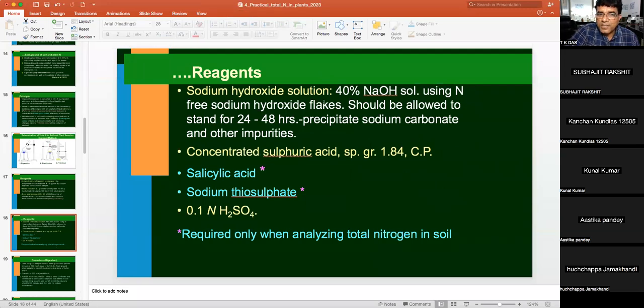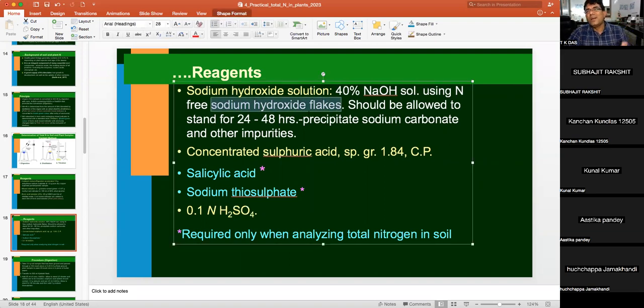Sodium hydroxide solution is also required for distillation, to react with ammonium sulfate to produce ammonia. Prepare 40% NaOH solution using nitrogen-free sodium hydroxide flakes. Flakes means small pieces, like your French fries. You must have eaten French fries. They are very small and long. Similarly, flakes are smaller than that, but the shape is like that.